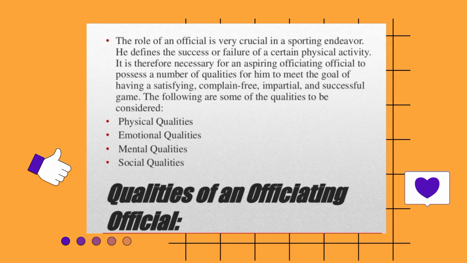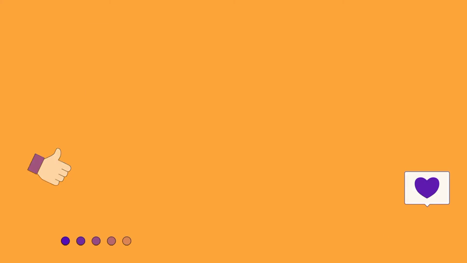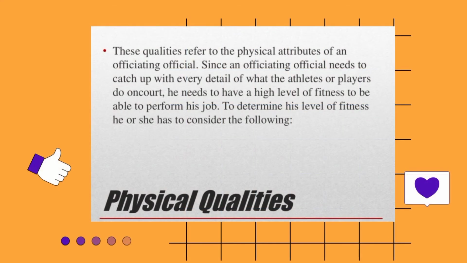The following are some of the qualities to be considered. First, physical qualities. Second, emotional qualities. Third, mental qualities. And fourth, social qualities. First, physical qualities. These qualities refer to the physical attributes of an officiating official.